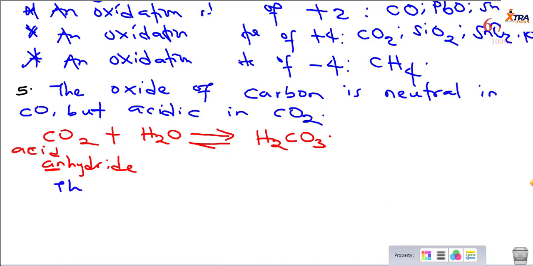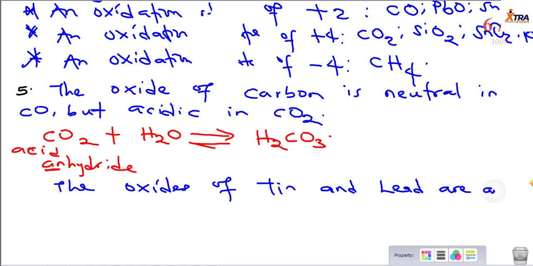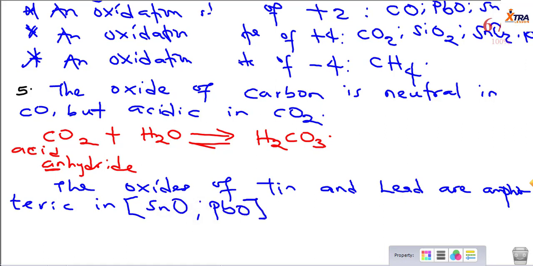The oxides of tin and lead are amphoteric. They are amphoteric in tin 2 oxide and lead 2 oxide. Means that these two compounds can act as an acid, they can also act as a base, but basic in tin 2 oxide and lead 2 oxide.